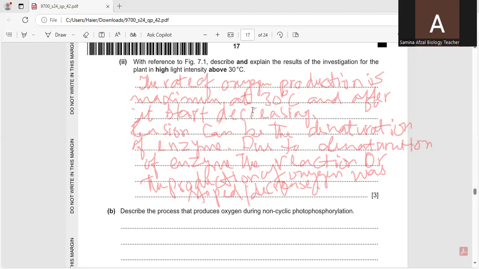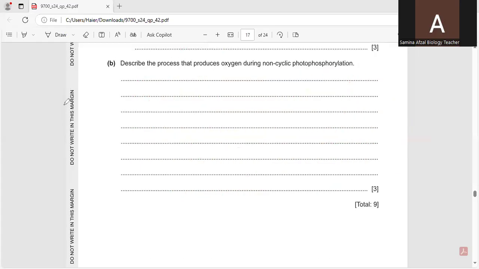Next question. Describe the process that produces oxygen during non-cyclic photophosphorylation. And students, you know what happens in non-cyclic photophosphorylation. You know the non-cyclic photophosphorylation is a process which results in the movement of the electrons in a non-cyclic way to synthesize the ATP molecule by using the energy from the excited electrons that are provided by photosystem 2. So we are going to write in this way.